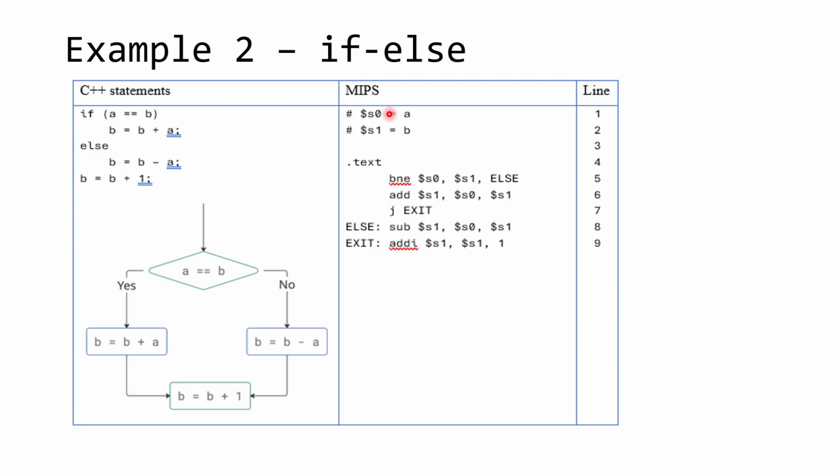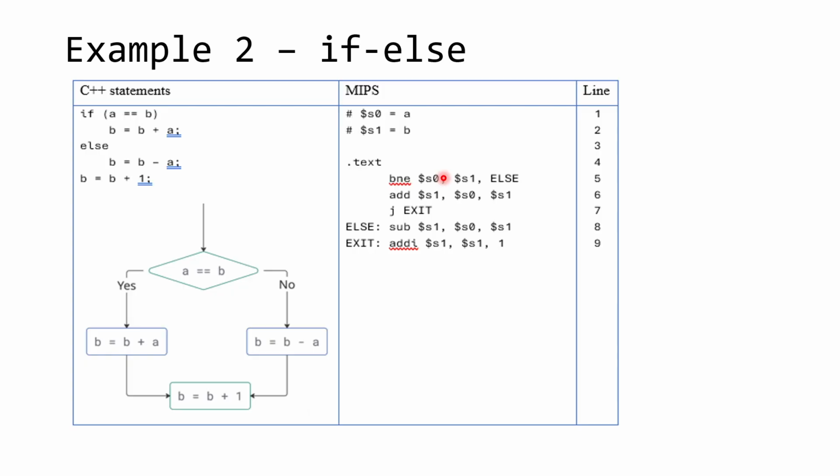Now look at another example that uses if else. If A is equal to B, then B is equal to B plus A. Else, do another false statement, B is equal to B minus A. And then continue with the main statement, B is equal to B plus 1. Okay, regardless if it's true or false, the last statement will be executed, right?